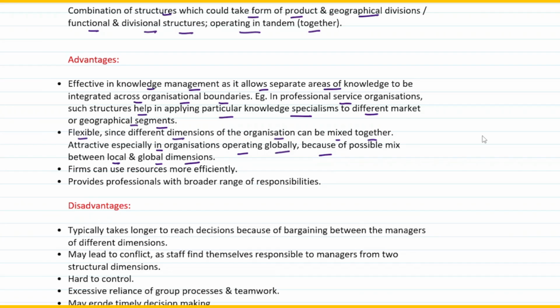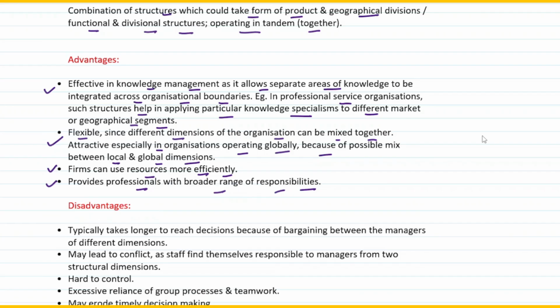So the first point is that it is effective in knowledge management. The second is flexibility, and the third is that firms can use resources more efficiently, because there's a lot of product knowledge and different geographical dimensions. Hence you can use your resources more efficiently because of the vast experience available both globally as well as locally. And it provides professionals with a broader range of responsibilities, because they are mastering their skill sets, and hence they can be held accountable for whatever work they are doing.